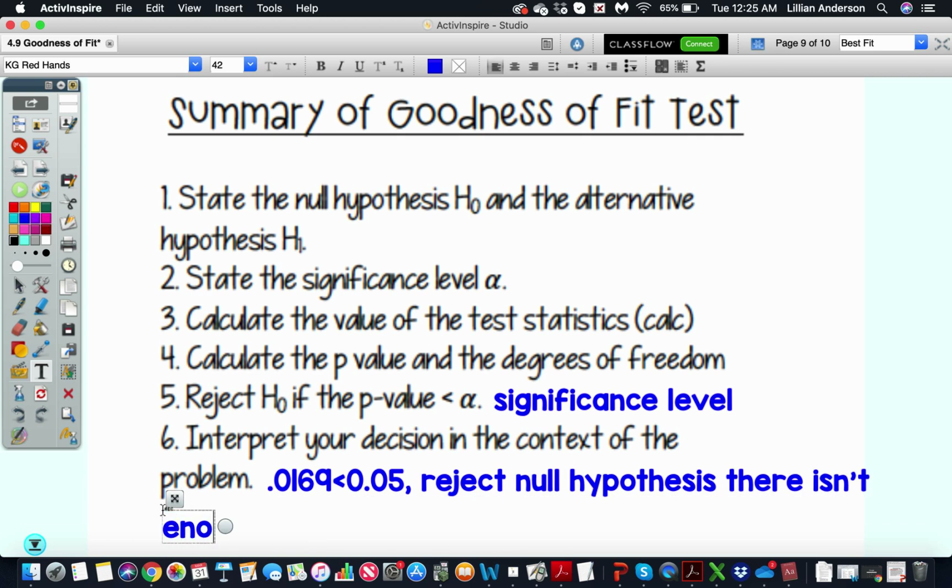Sorry, I have to type this in because I'm not at the school, so I don't have my pen.